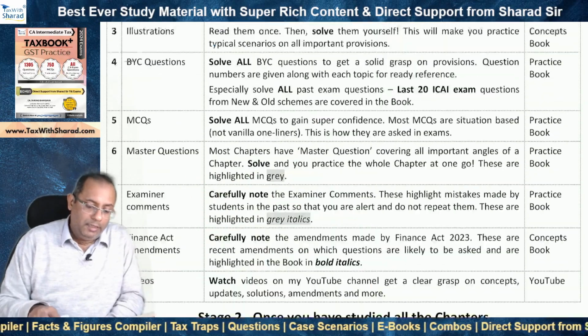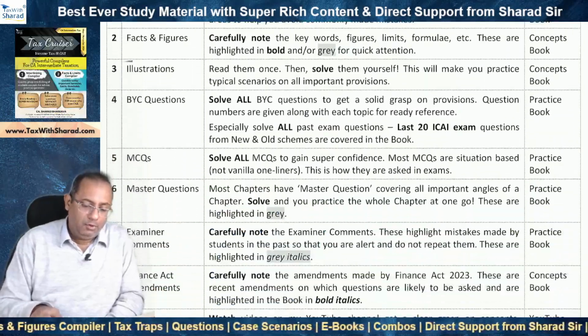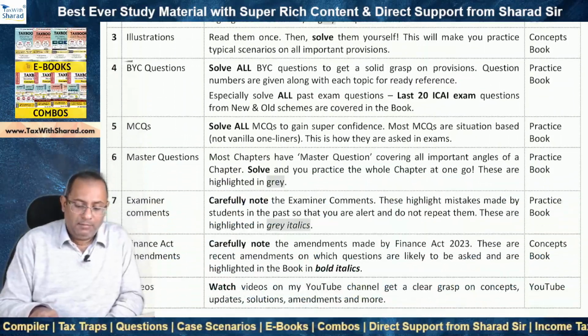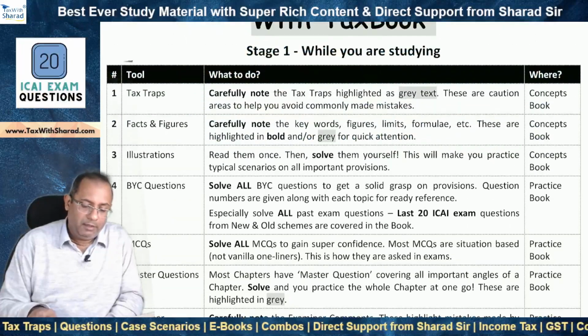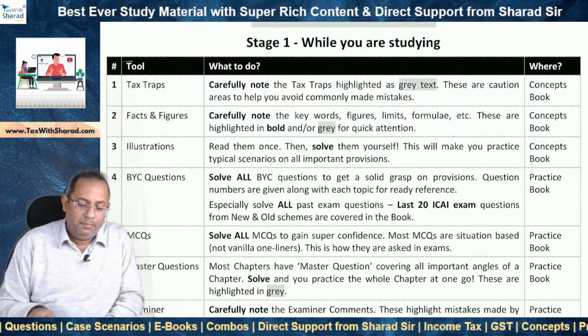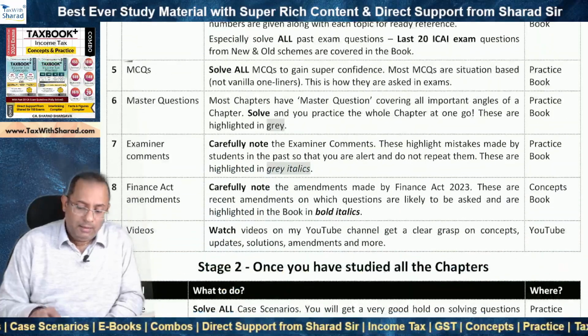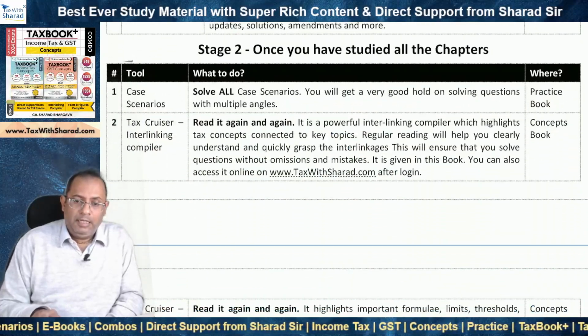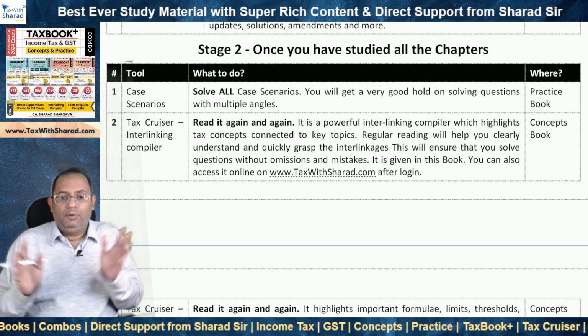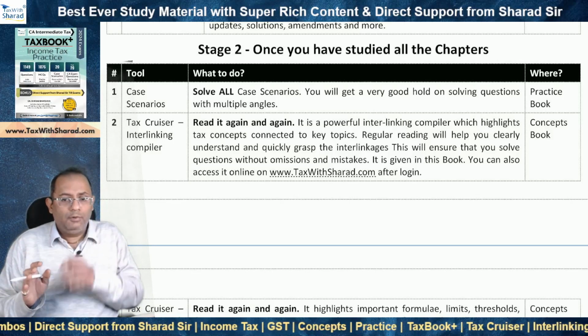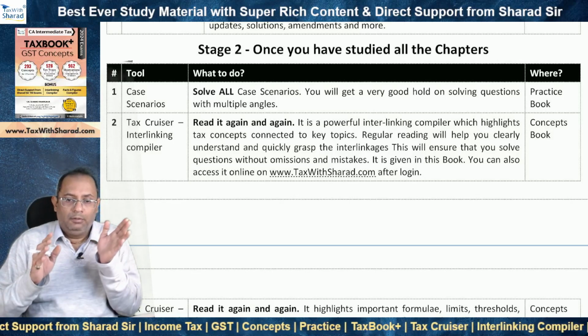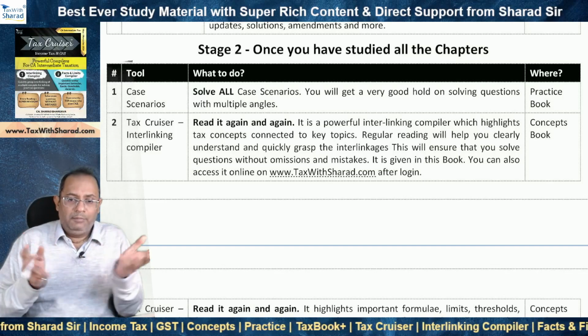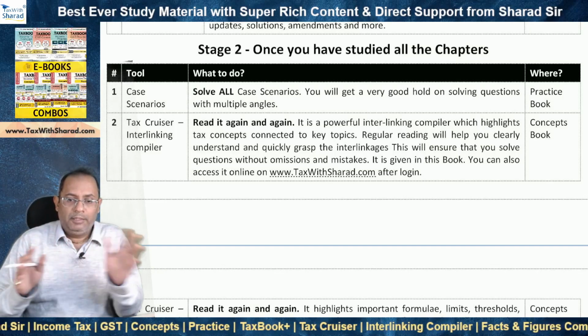So these 9 to-dos or 9 items are something that you must carefully make a note of and follow up during stage 1 while you are studying. Once you have completed stage 1, that means you have studied all the chapters, you have done all the illustrations, and you have done all the questions and MCQs. That means you have covered the entire TaxBook Plus, you have studied all the chapters.